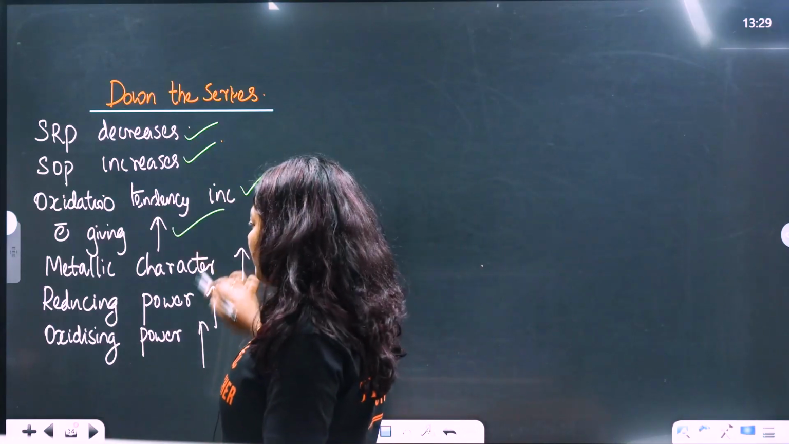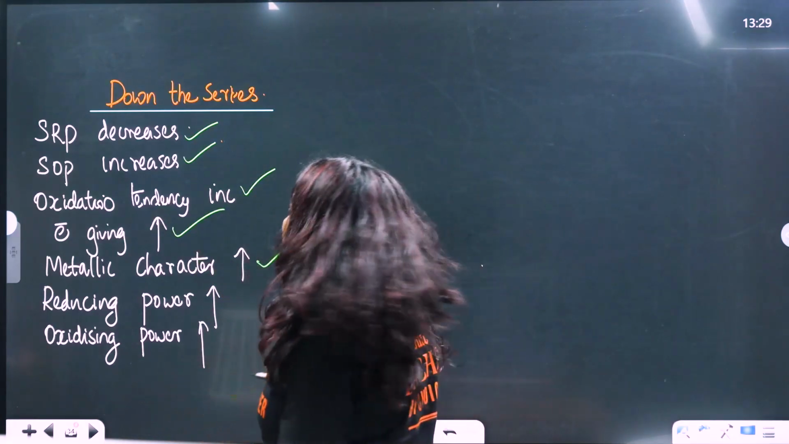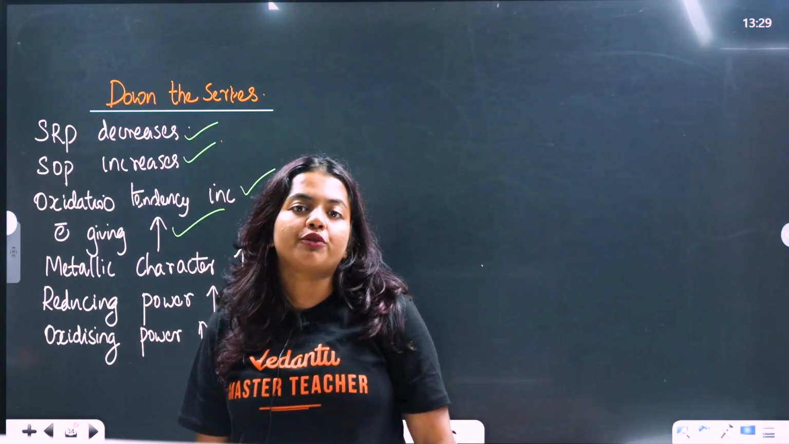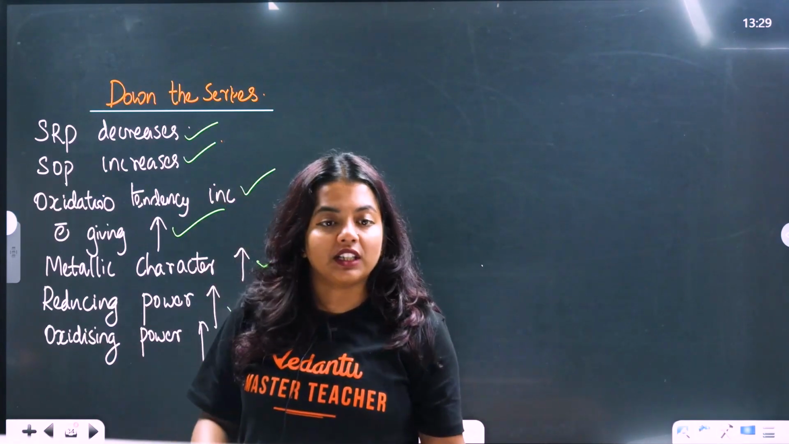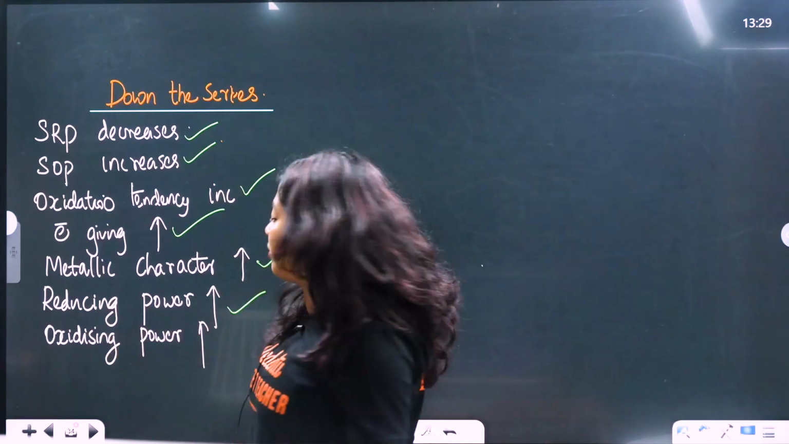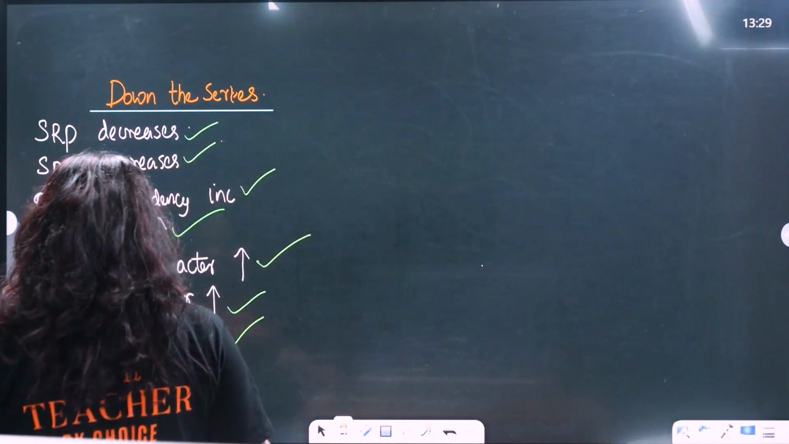Electron giving capacity will increase. Their electron giving, meaning their metallic character, will increase. Their oxidizing power will decrease, because they are not undergoing any further reduction. So their reducing power increases. Reducing power increases, and their oxidizing power should decrease now.